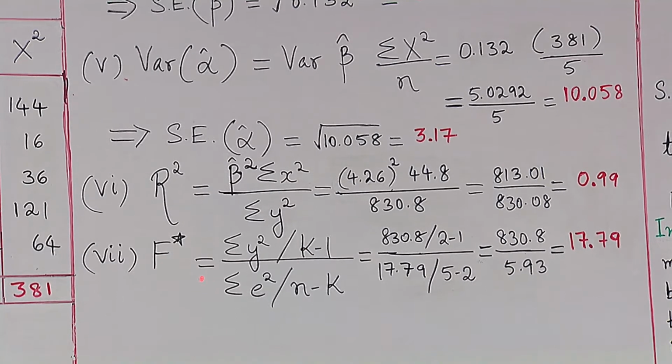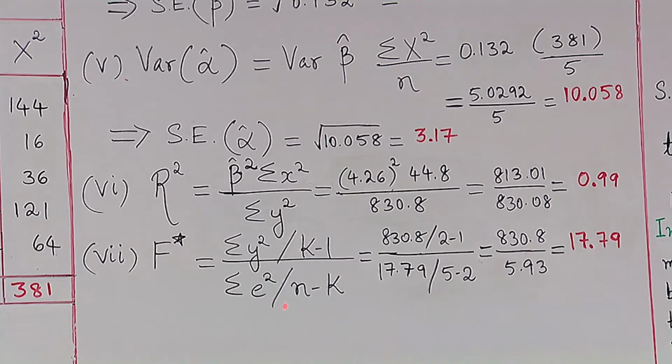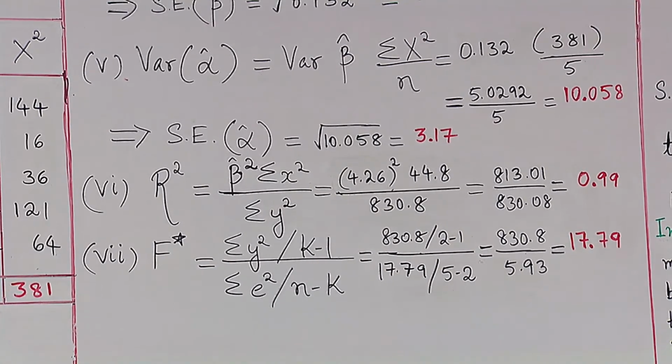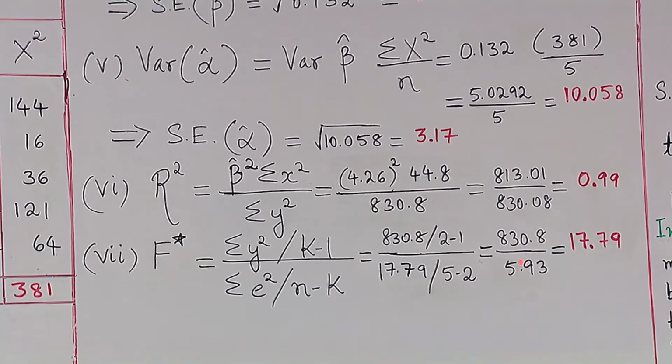I would also like to tell you regarding this denominator. This denominator is nothing but variance of error term which we have already calculated. So, if you look at the third step, variance of error term sigma hat square is 5.93. So, we are substituting that 5.93 for calculating the F value.